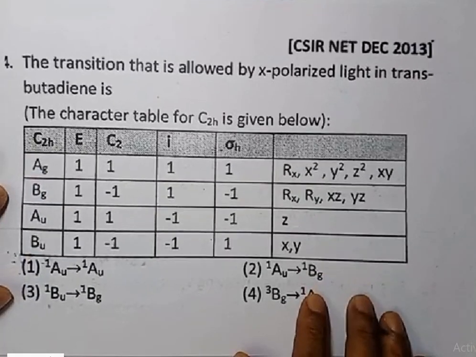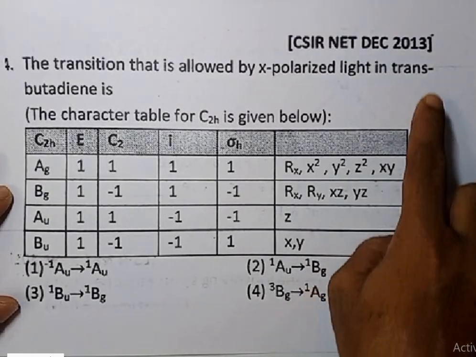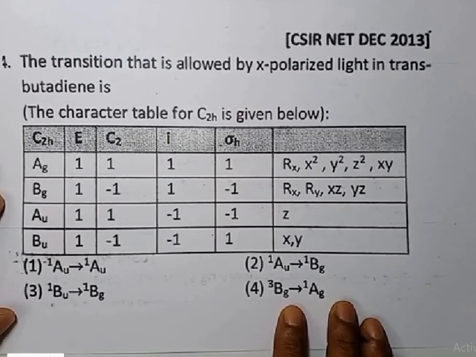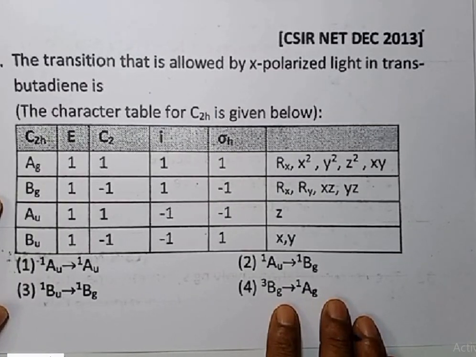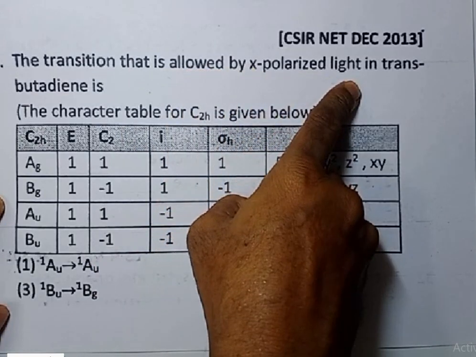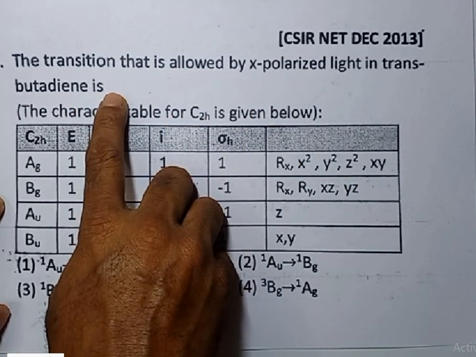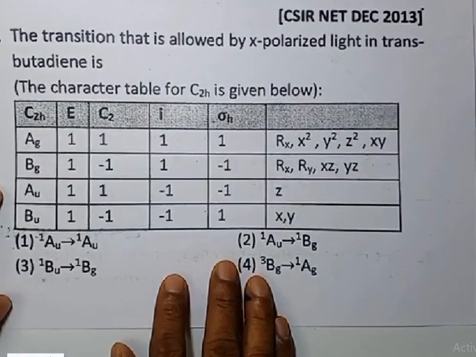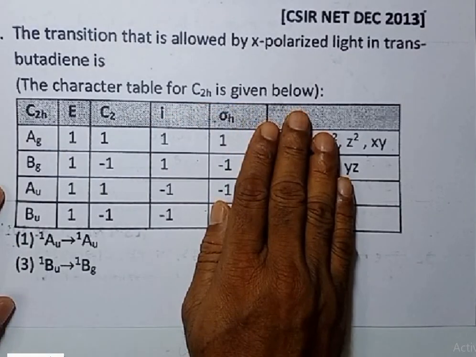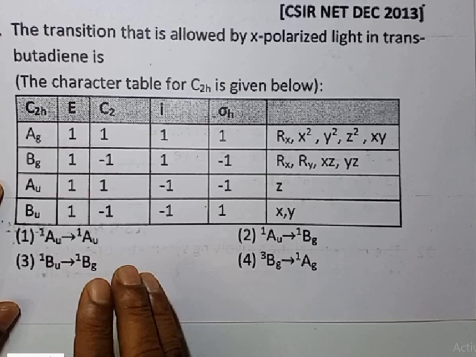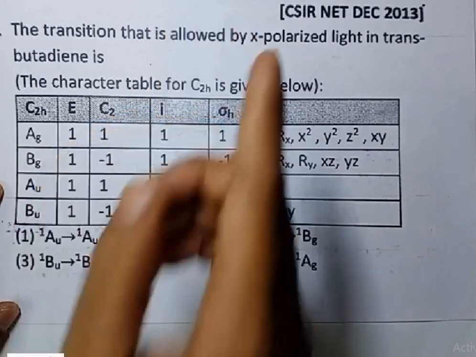This question, just observe carefully, appeared in the 2013 December examination. Just go through the question. What are they asking? The transition that is allowed by X polarized light in trans-butadiene is, okay, which transition is allowed by X polarized light, right? The character table is given for C2h, and 4 options are given. We need to identify which transition is allowed by X polarized light.